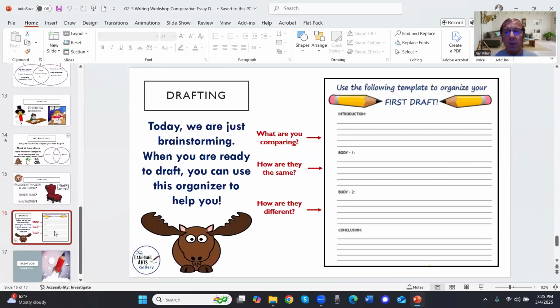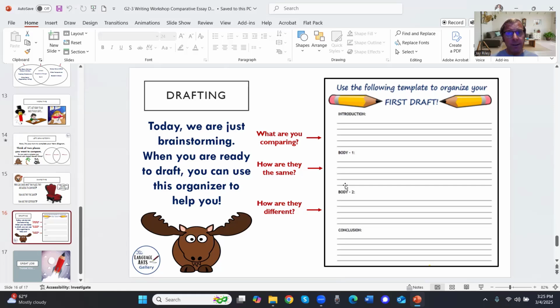Now, your slow finishers might need a little extra time working on this. If your students have already completed that Venn diagram, then they can take out this template and they can start drafting their rough draft on how Alaska is similar to or different from their hometown. And we're following that 4-paragraph structure where we've got our introduction, our conclusion, and our 2 body paragraphs.